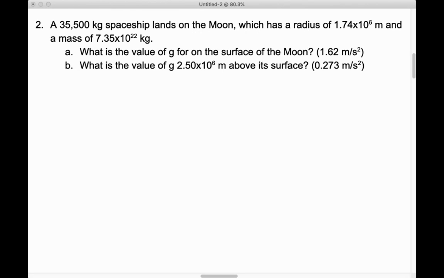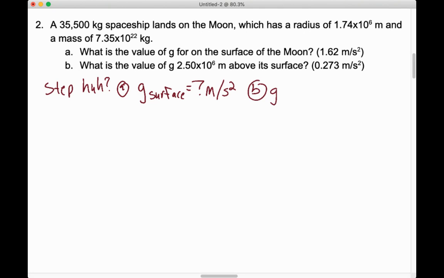We'll start with step one. For part A, we want to know little g on the surface. So this will be the question mark. And what are the units? We've been using little g basically all year long, so its units will be meters per second squared. And part B, what is little g when we're at this height? Little g at altitude, also in meters per second squared.